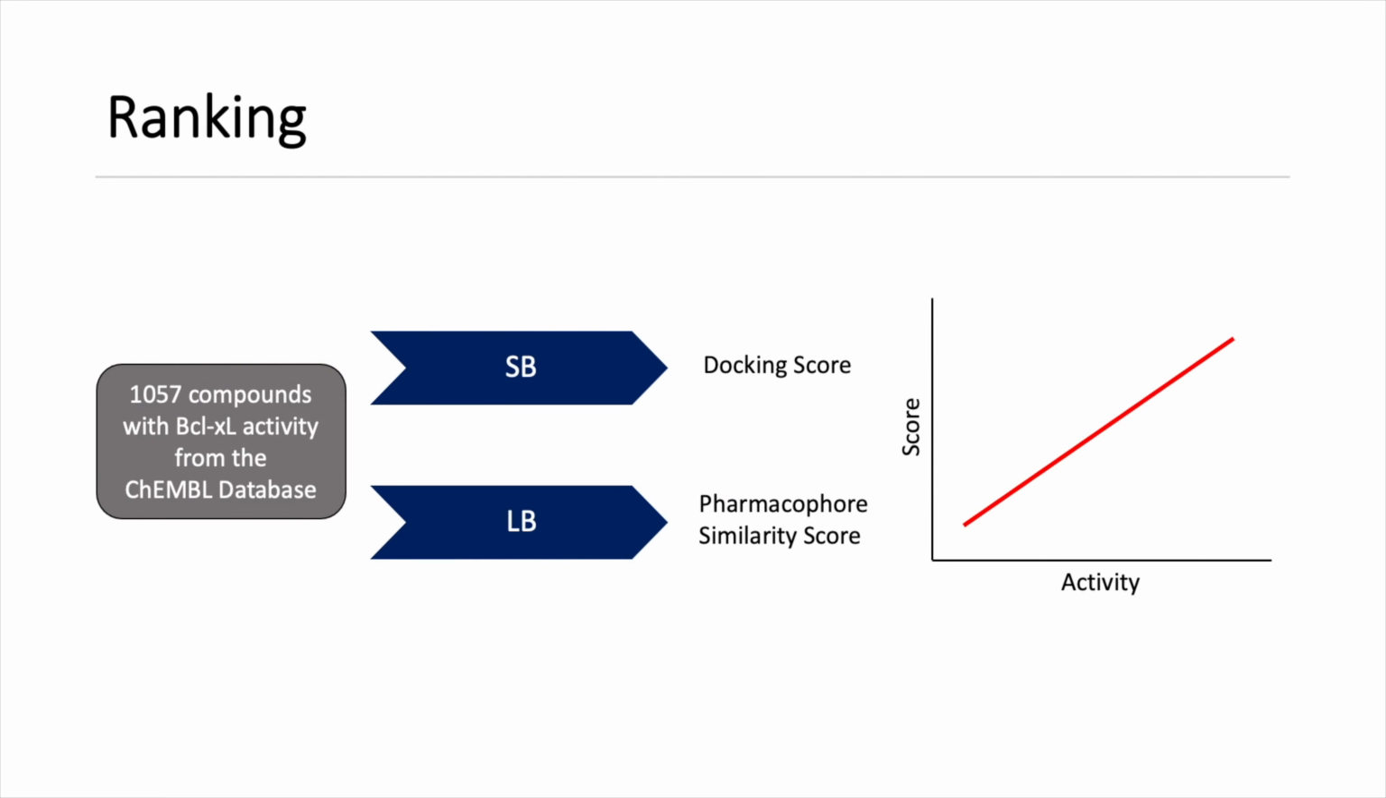The second piece of information, score, was used to assess the ability of the method to accurately rank active compounds. 1,057 compounds with demonstrated Bcl-xL activity were obtained from the ChEMBL database and screened by docking to Bcl-xL or by pharmacophore similarity to ABT-737 as the template. Scores from the respective screening method, docking score from SB, and pharmacophore similarity score from LB were obtained. In theory, compounds with better Bcl-xL activity should confer better docking or similarity scores, as they have been demonstrated to have activity with this target.